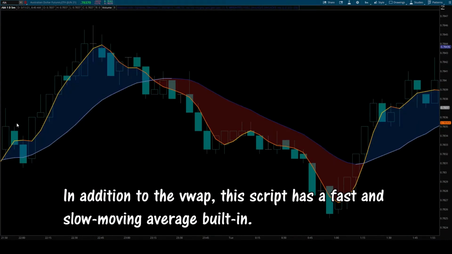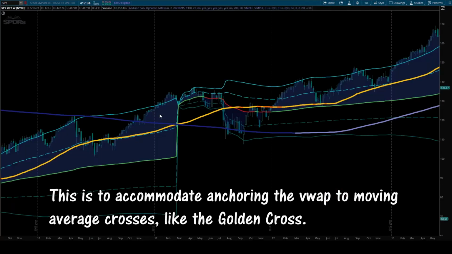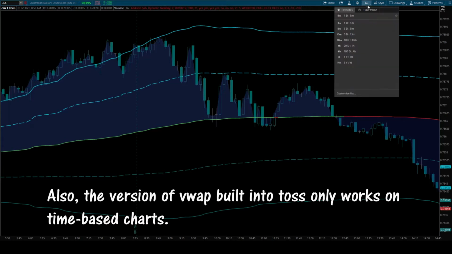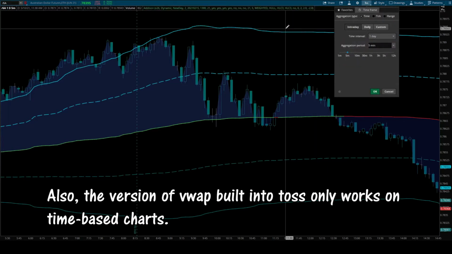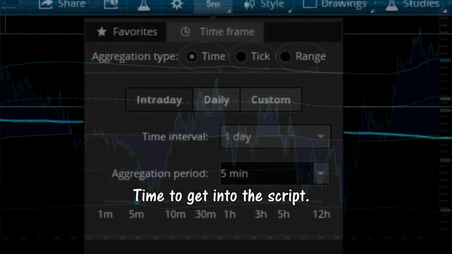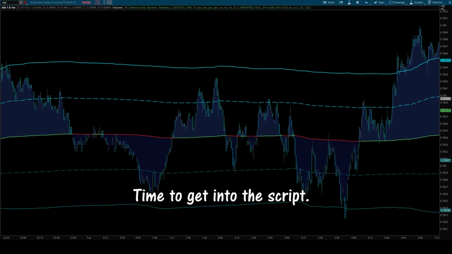In addition to the VWAP, this script has a fast and slow-moving average built-in. This is to accommodate anchoring the VWAP to moving average crosses, like the golden cross. Also, the version of VWAP built into TOS only works on time-based charts. This Addison script works on time, tick, and range-style charts. Time to get into the script.